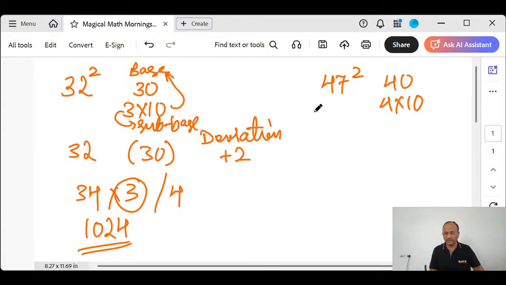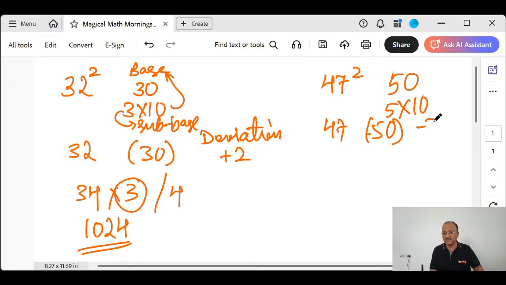But 7 is a little distance from 40. So what I'll do, instead of 40, an easier one is 50. So I will take 50 as the base. 50 can be written as 5 into 10. Now 47 is deviating from the base by minus 3.